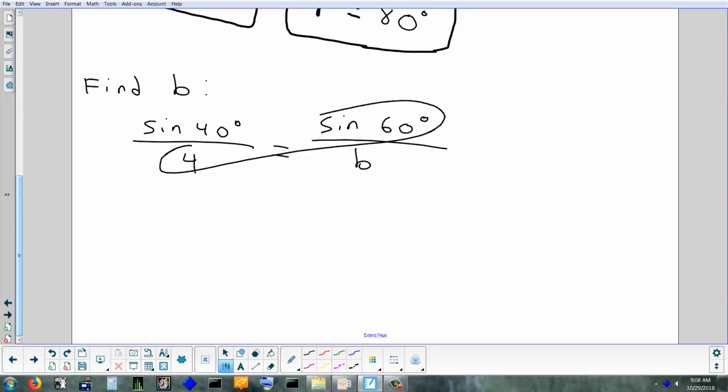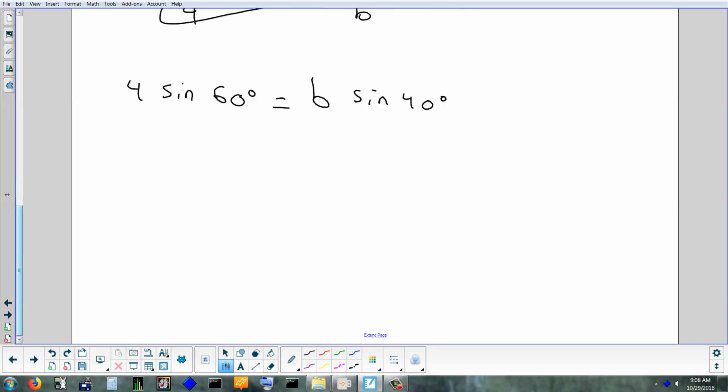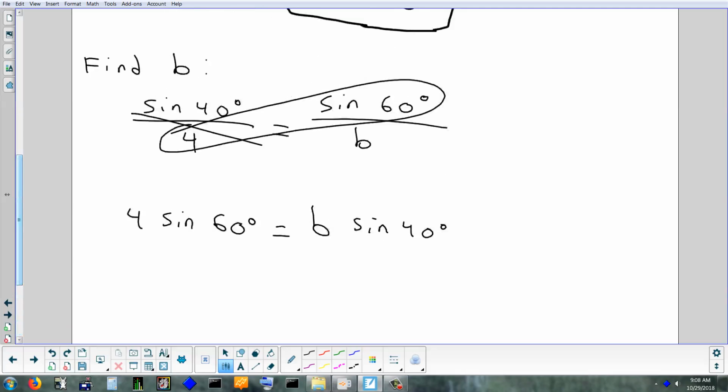We're going to do 4 times the sine of 60, and I'm not actually going to write that answer out. I'm just going to leave it just the way I said it. 4 times the sine of 60 equals b times the sine of 40. You shouldn't use a calculator for any of these problems until the very last step. So I cross multiplied, but now I want to get b by itself.